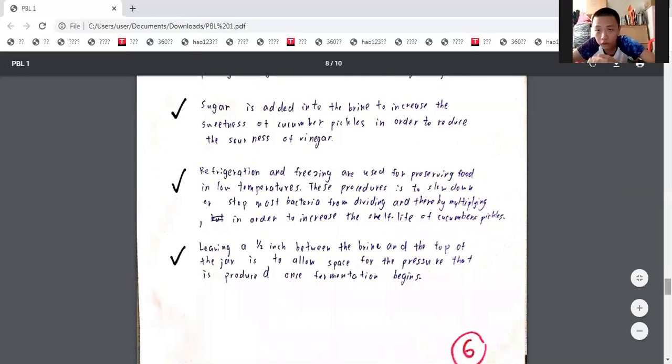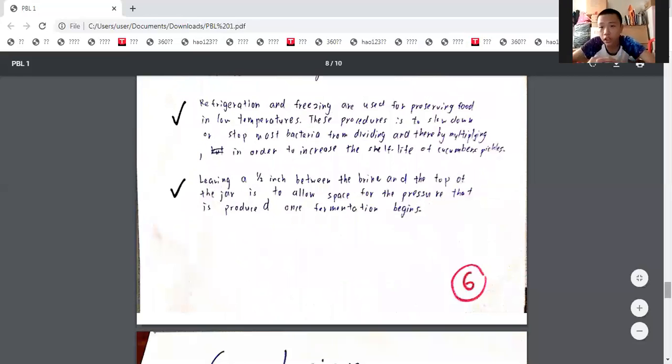Why put the food in the refrigerator? Refrigeration and freezing are used for preserving food at low temperature. This procedure is to slow down or stop most bacteria from dividing and thereby multiplying in order to increase the shelf life of cucumber pickles. Last, leaving a half inch between the brine and the top of the jar is to allow space for the pressure that is produced once fermentation begins.